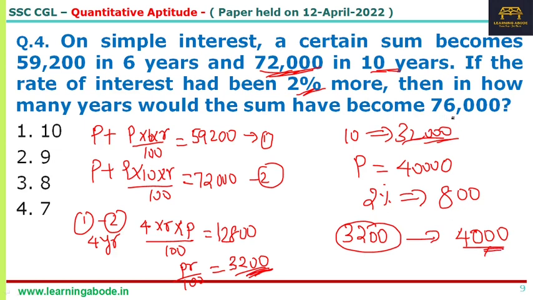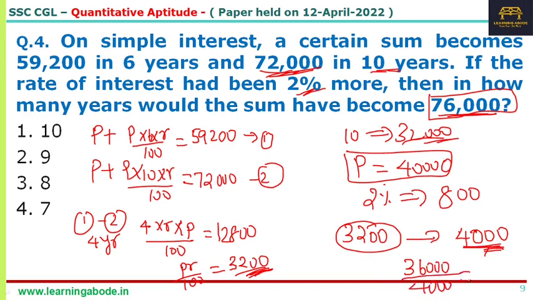And we want to attain 76,000, right? Now we know the principal is 40,000, so the interest should be an additional 36,000. Every year we get 4,000 interest, so we get 36,000 in total, interest alone. So 4,000 per year means it will be achieved in 9 years. Answer option 2, 9 is the answer for the 4th question, right?